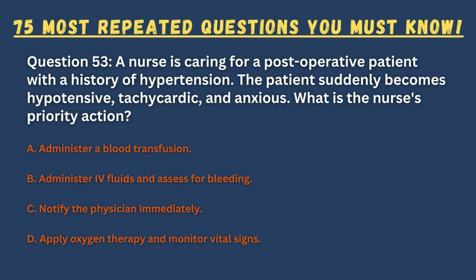Question 53. A nurse is caring for a post-operative patient with a history of hypertension. The patient suddenly becomes hypotensive, tachycardic, and anxious. What is the nurse's priority action? A. Administer a blood transfusion. B. Administer IV fluids and assess for bleeding. C. Notify the physician immediately. D. Apply oxygen therapy and monitor vital signs.